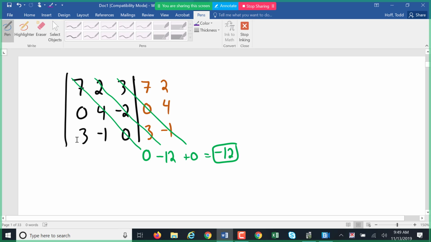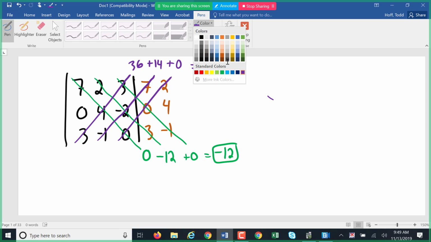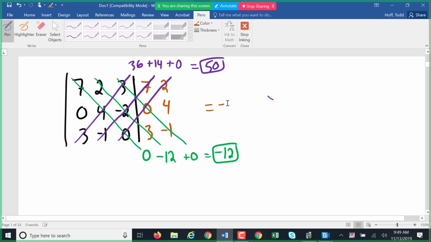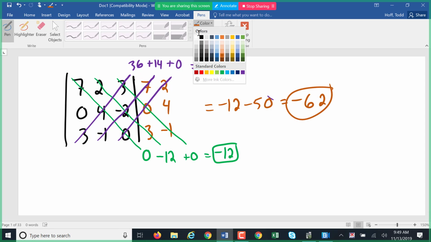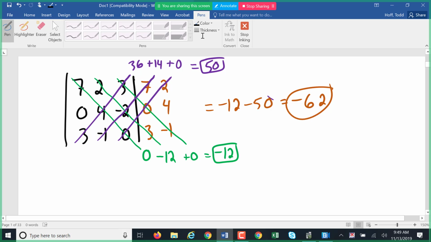Going up, 3 times 4 times 3 is a 36. Negative 1 times negative 2 times 7 is a positive 14. And this third one has a 0 in it, actually has two zeros in it, so that's 0. 36 plus 14 plus 0 gives that an up total of 50. So here we have a negative 12 minus 50. That is a determinant of a negative 62. Anybody have any questions there?